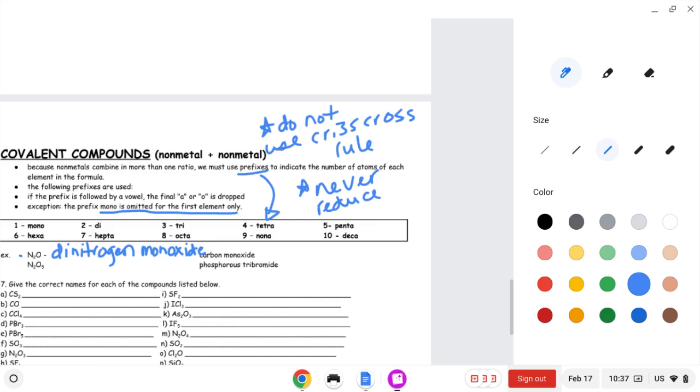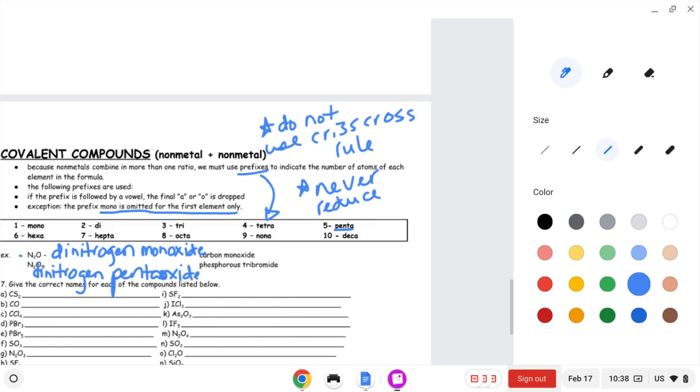The one below it has 2 nitrogens and 5 oxygens. So it's still dinitrogen, again the full name of the first element. And then the second element, there's 5 of them. Again, the prefix for 5 is penta, and we say pentaoxide. Okay, there's an O there.